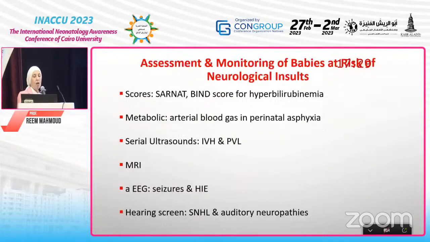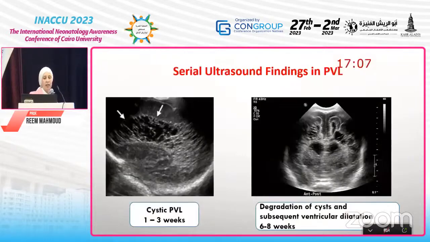How do we assess the impact of a neurological insult on the brain of the baby in the neonatal ICU? We may use clinical scores, such as the Sarnat score and Bind score. We may do lab tests such as blood gases, and serial ultrasounds to detect hemorrhages and periventricular leukomalacia, MRIs, amplitude EEG, and hearing tests.